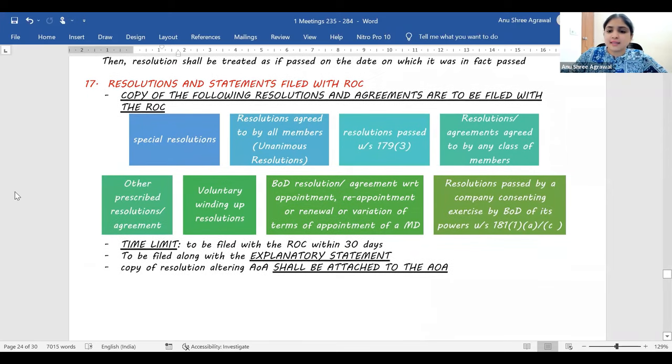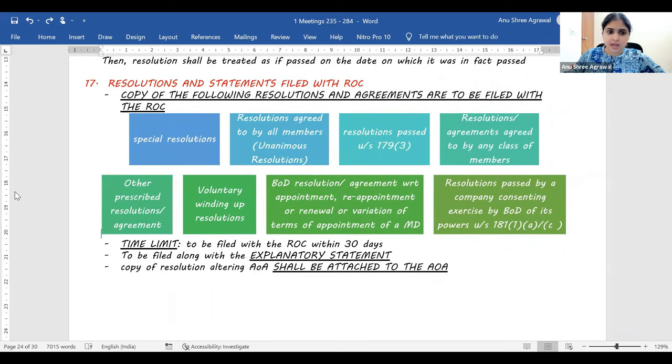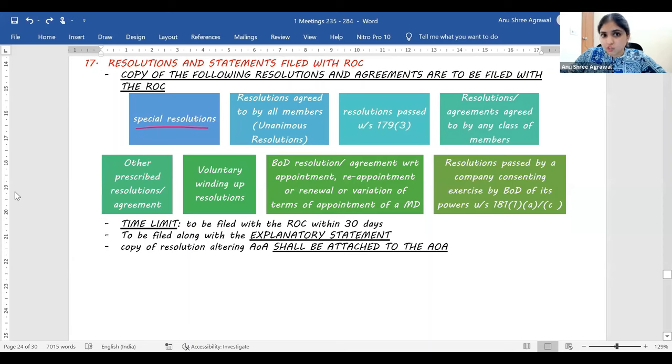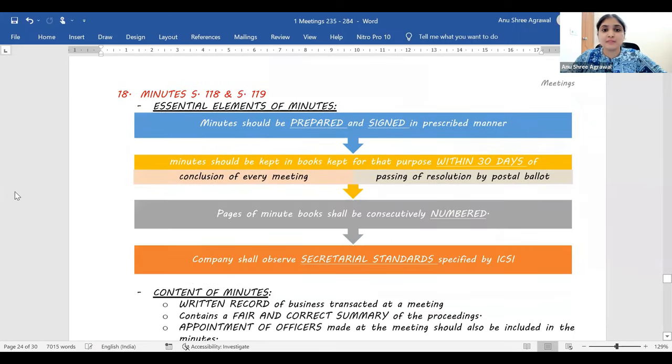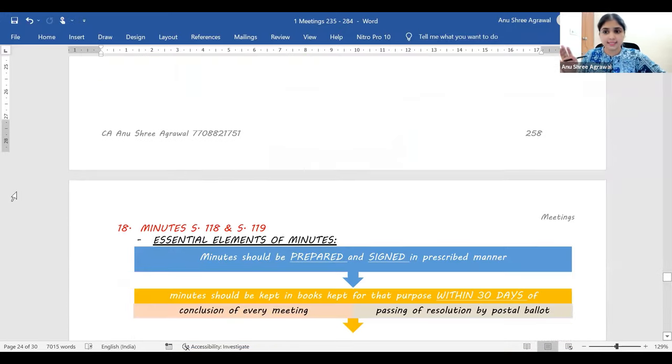Yes, then this is nothing but some resolutions which have to be filed with the ROC. For example, we already know special resolutions have to be filed with the ROC within how many days? Within 30 days. Same 30-day time limit for unanimous resolutions, resolutions under section 179, subsection 3, voluntary winding up resolutions, then board resolutions regarding appointment of managing director. All these resolutions have to be filed with the ROC within 30 days. Important ones: special resolutions, unanimous resolutions, winding up resolutions, managing director resolutions. These have to be filed with the ROC at least within 30 days.